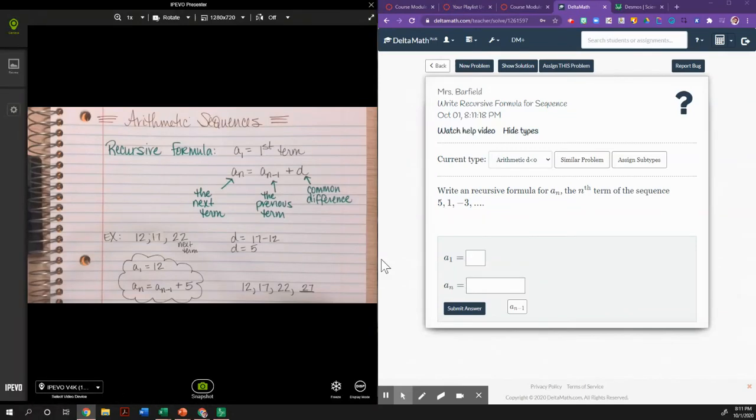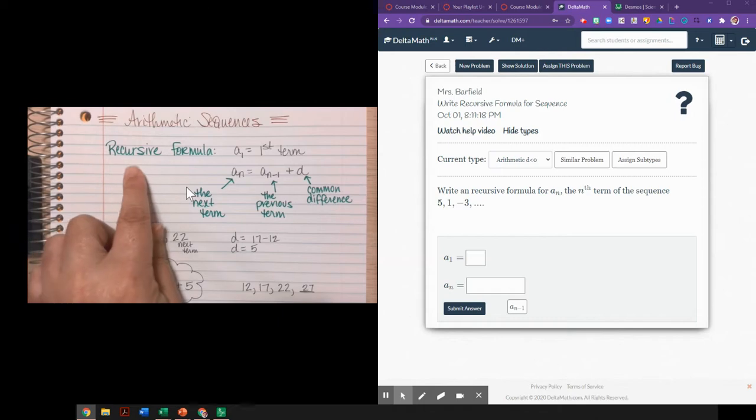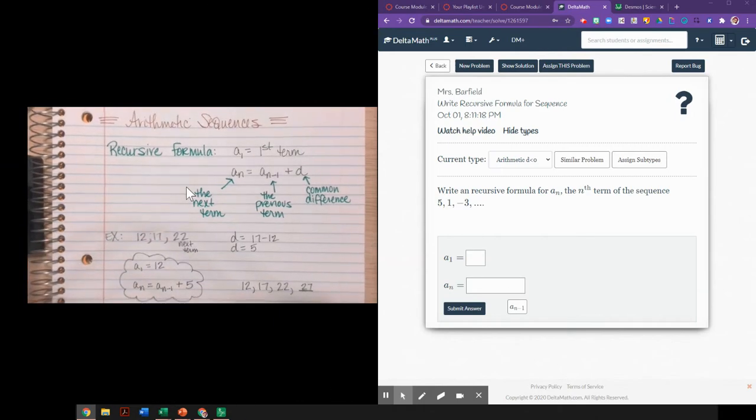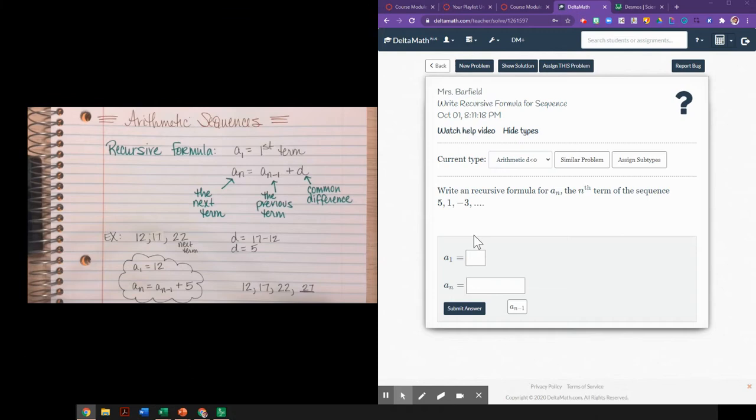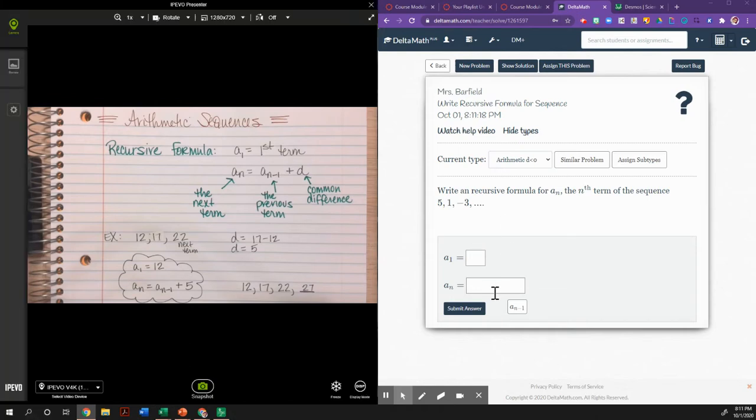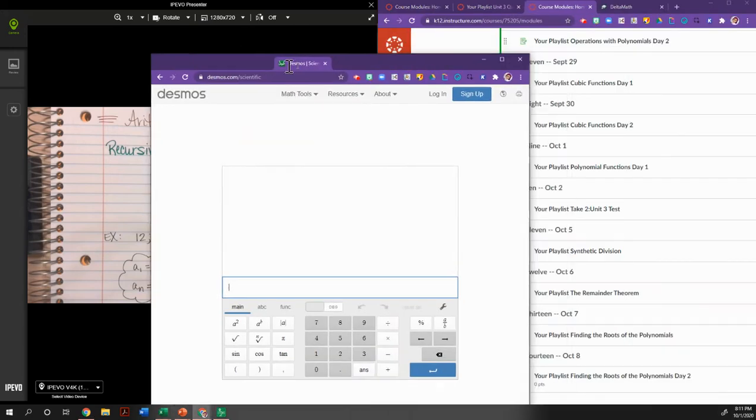All right, so welcome back to our next video on arithmetic sequences, and we're going to keep looking at the recursive formula. There is only going to be one change from the previous video to this video, and it's going to affect your answer for D and make a slight change in what you're typing here. So let me bring up a calculator.